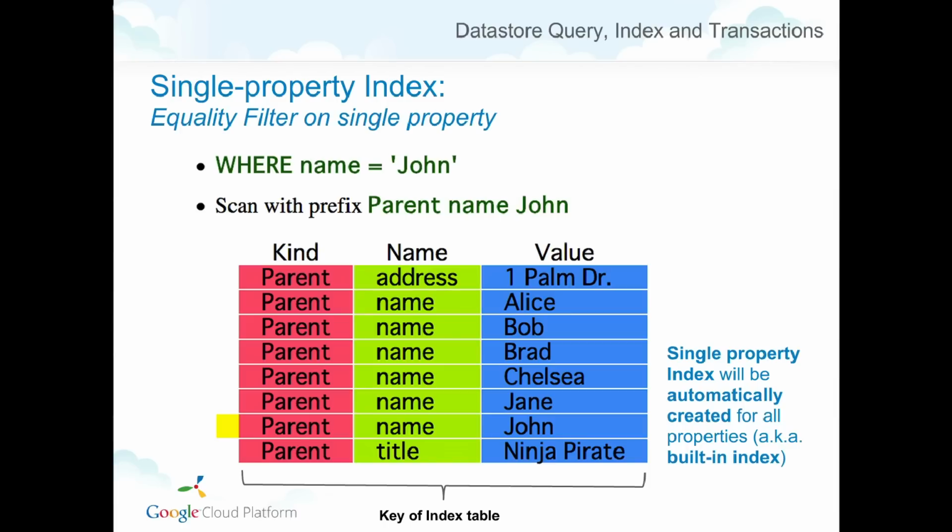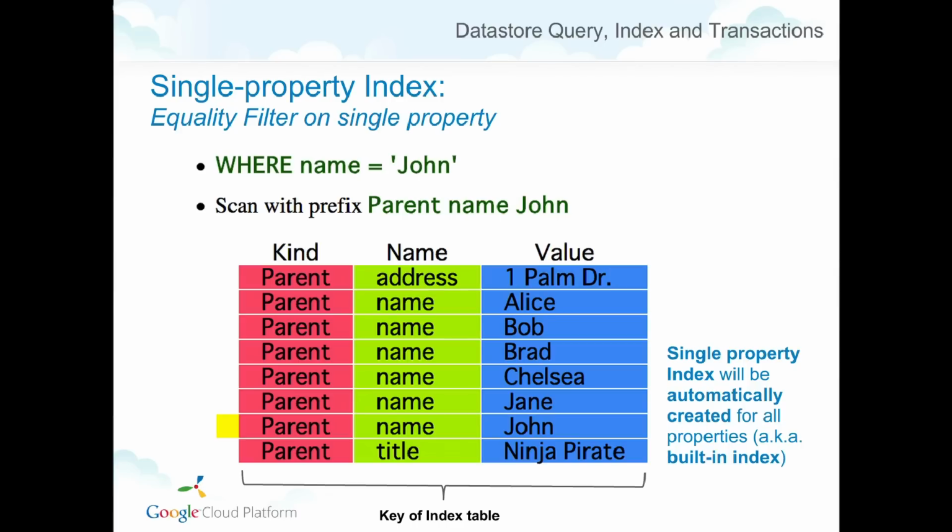So here's a sample query with very simple conditions, like the name property equals John. If you run a query like this, it will be converted into an index scan on the single property index for the name property. For every single property of an entity, a single property index is automatically created for you. You don't have to explicitly define it to build that index. Every single property index will be automatically created for all properties. So if your entity has a property called name, then the single property index will be created automatically.